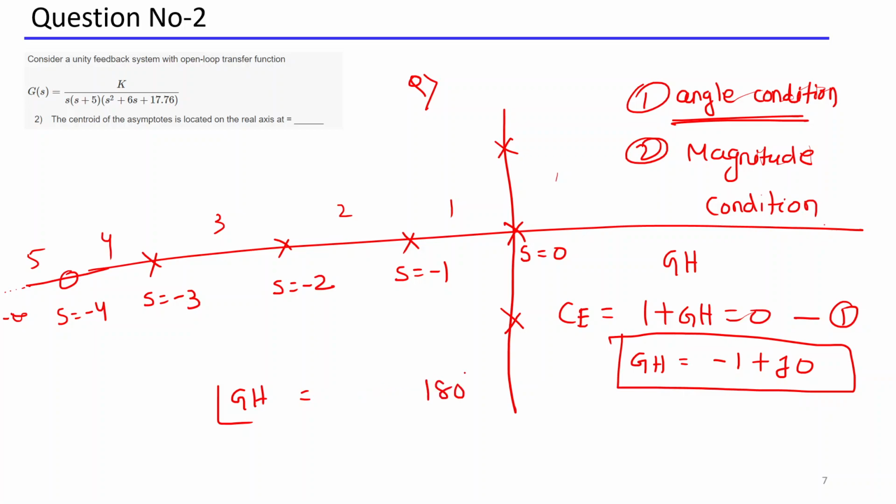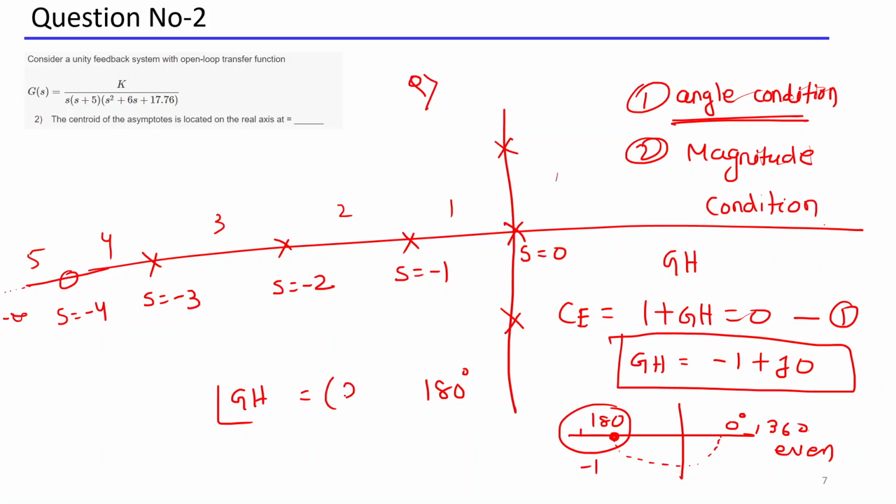The angle of GH is 180 degrees, because it lies on this point. Whenever you come to this point again you get 0 degrees, then again 180 degrees, then here again 360 degrees. So 0 and 360 are even multiples of 180, and 180 is an odd multiple of 180. Whenever you encounter this -1 point, you will always get odd multiples of 180, so I am writing it as (2q plus 1) times 180.